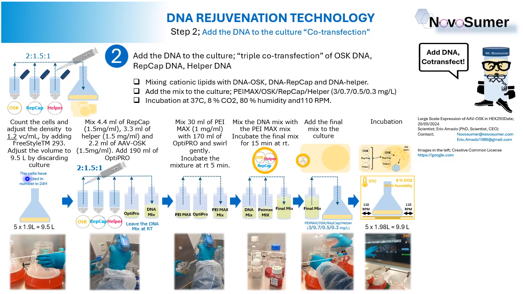Remember, we have 10 liters, 5 flasks of 2 liters. 5 times 2 is 10 liters in total. Once we have the correct density, in the 10 liters we discard 0.5 liters. We discard this 0.5 liters because we are going to replace it with the mixture of detergent and DNA, so that at the end we will have a final volume of 10 liters.